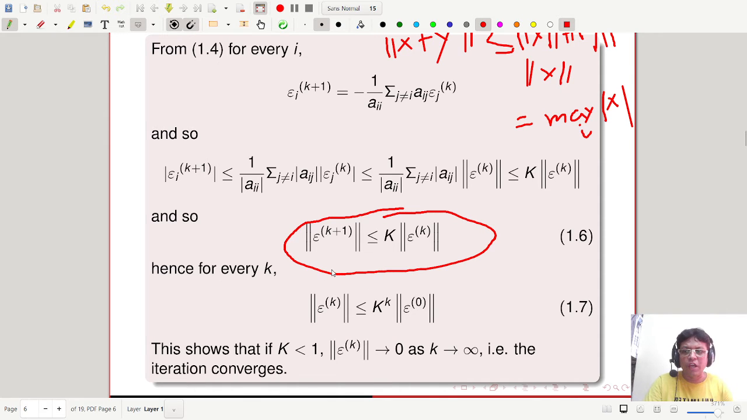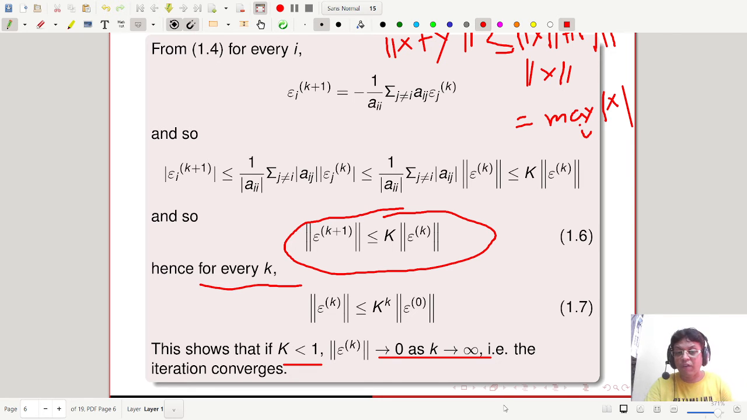Norm of epsilon^(k+1) is less than or equal to k times norm of epsilon^(k). Hence for every k, norm of epsilon^(k) is less than or equal to k to the power small k times epsilon^(0). This shows that if k is less than 1, the norm of epsilon^(k) tends to 0 as k tends to infinity. That is the iteration convergence.